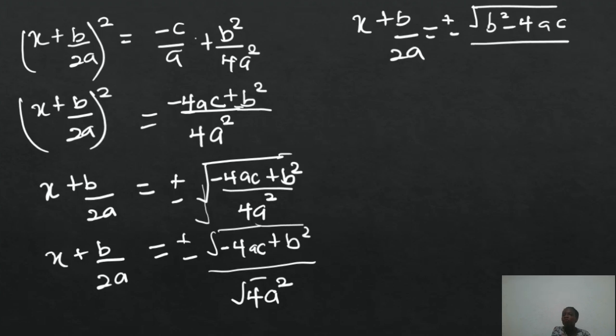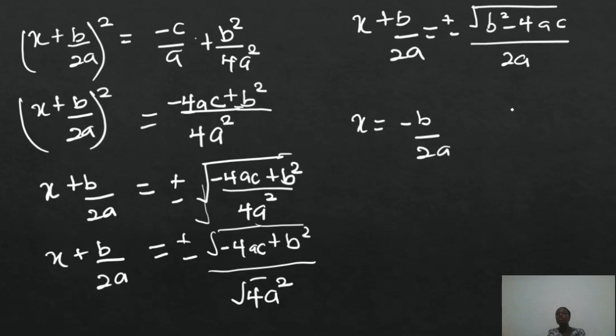Now the square root of 4a squared is going to give us 2a. So now what we are supposed to do is to make x the subject. So we are going to bring b to the right hand side. We are sending b to the right hand side of the equation. So that's going to give us x to be equal to negative b over 2a.